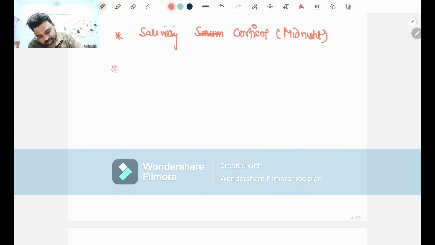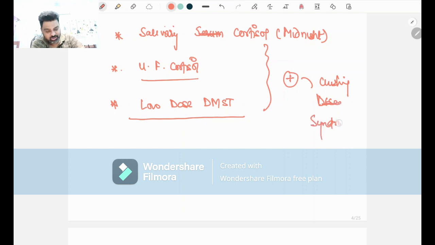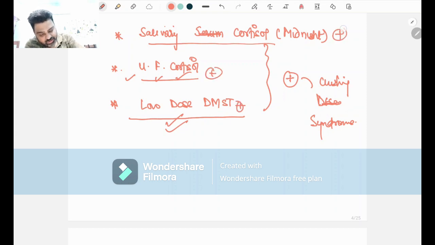First thing, the midnight salivary cortisol. Second, we'll go for the urinary free cortisol value. And third, we'll go for the low dose dexamethasone suppression test. If these things come positive, then we will say that this patient has Cushing syndrome. So salivary cortisol, urinary free cortisol, and low dose dexamethasone test.